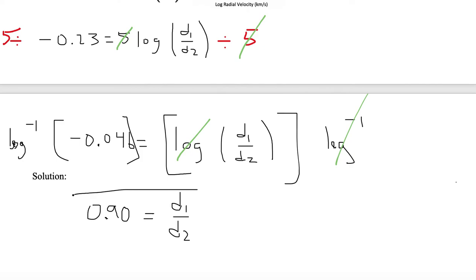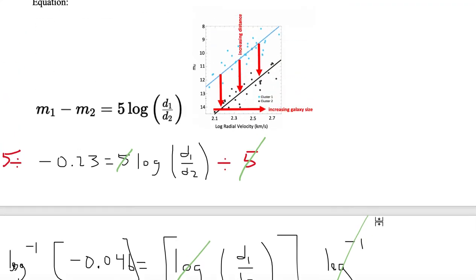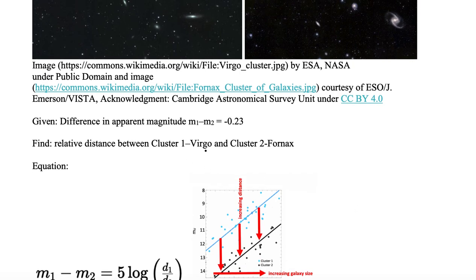So you can leave it like this: D1 divided by D2 is 0.90, or you can write it as D1 is equal to 0.90 of D2. So this is telling you that the cluster galaxy 1 is at a shorter distance than cluster galaxy 2. And since 1 is Virgo, Virgo is closer to us than Fornax.